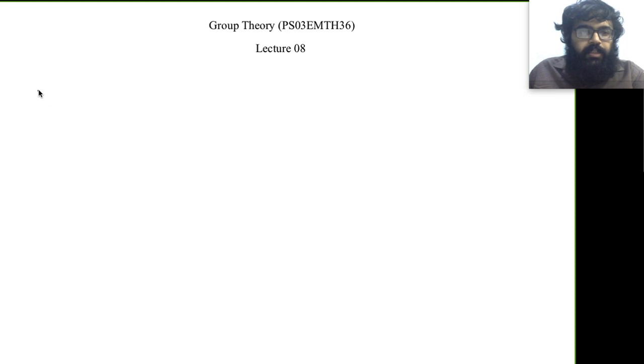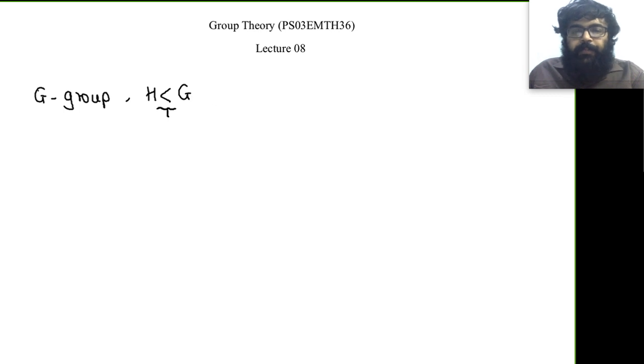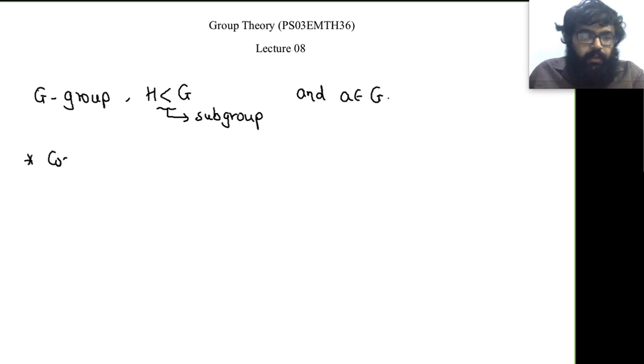Okay, so what we discussed previously was, suppose we have a group G, and suppose H is a subgroup of G. This symbol means H is a subgroup of G. And if A is an element, A belongs to G, then we had seen right and left cosets. So what we had seen was cosets.